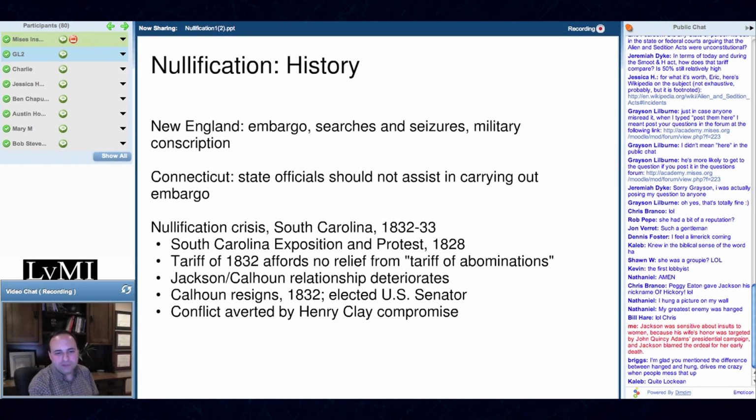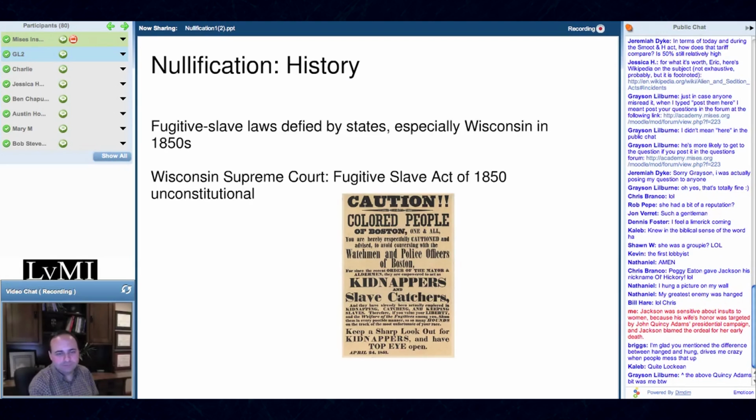Okay, let's continue on. And then, oh, look at this. All right, this is an interesting graphic by Grayson here. I like that a lot. Yeah, watchmen and police officers of Boston. Wow, isn't that great?